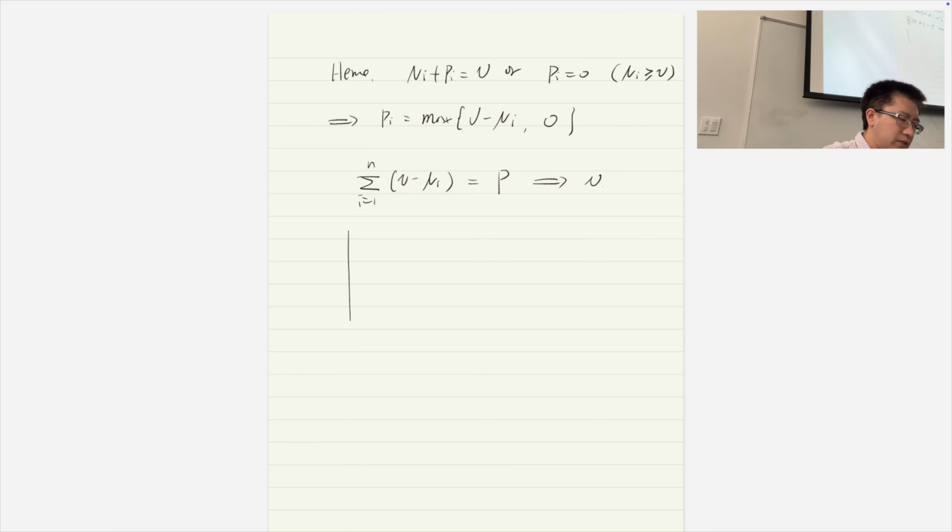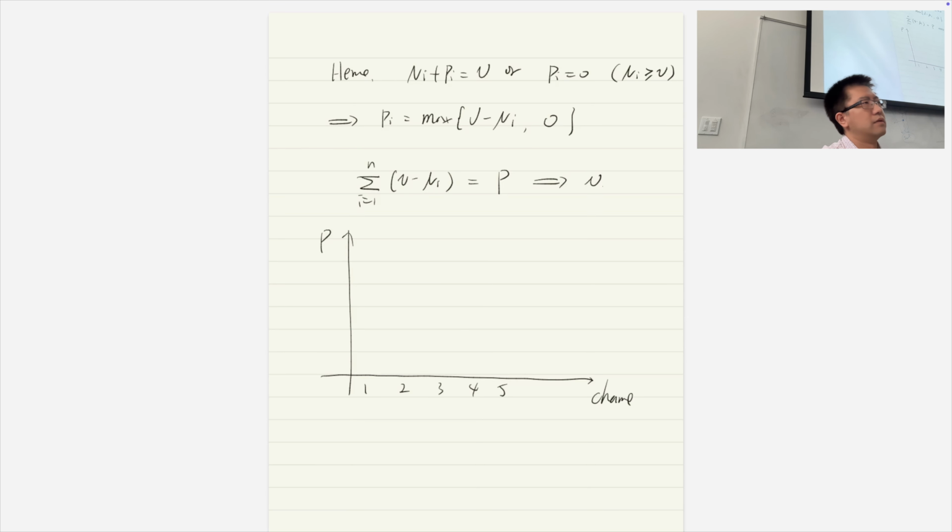If you want to sketch it, it is like this, okay? Let's say here is the index of the channel. Maybe you have channel 1, channel 2, channel 3, channel 4, channel 5, okay? And let's say the y-axis is a power allocation. No, y is not power allocation. Let's say it represents some power level, but it's not power allocation.